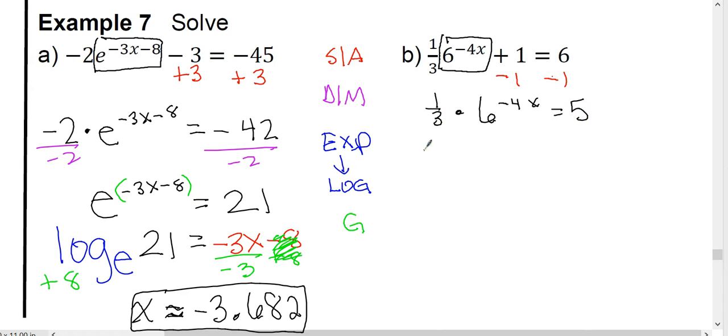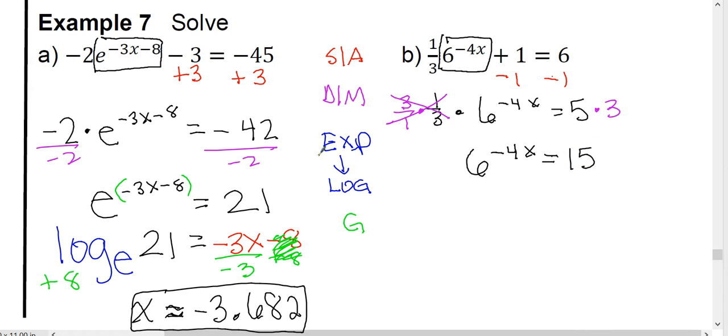Now this time, to get rid of 1/3, we don't want to divide by 1/3. We want to multiply by the reciprocal, 3 over 1. So here we multiply by 3. An important thing I want to note here: these two are not together and you cannot combine them. You cannot say that 1/3 of 6 is 2 and write this as 2 to the negative 4. You do order of operations. You've got to do the exponent first and then multiply. So you just get rid of the 1/3. Don't try to combine your a and your base. So you just multiply both sides by 3, and we get 6 to the negative 4x is 15.